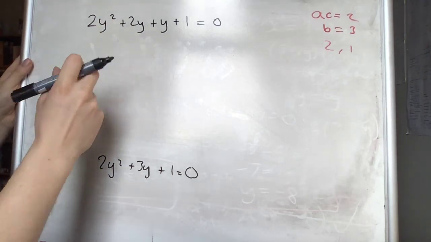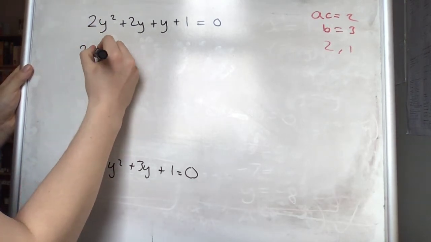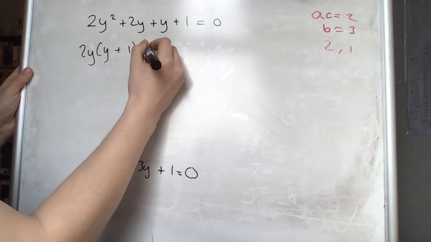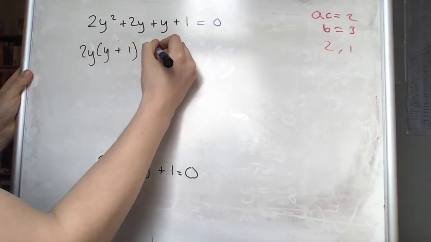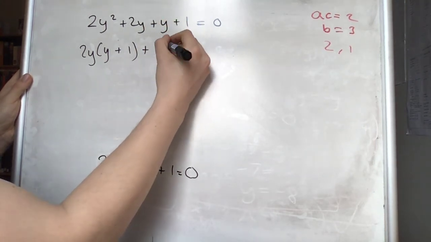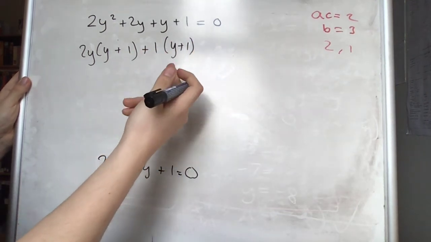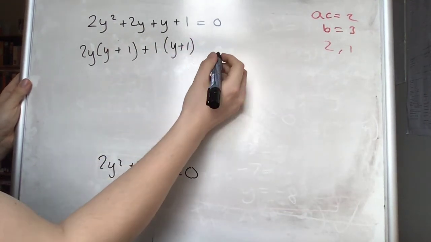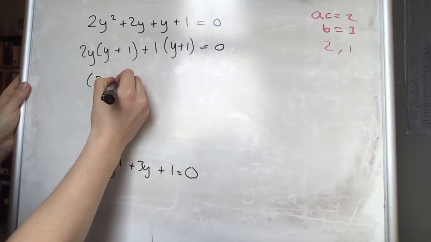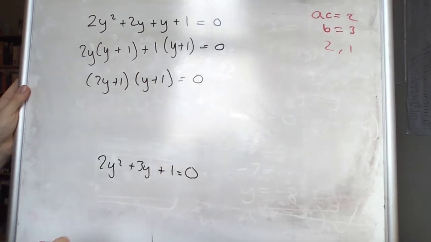So we've got 2y squared plus 2y. 2y goes into both terms, and then we've got an extra y to make it 2y squared, and then plus 1. And then we've got y plus 1, so we're just going to put a 1 here, because nothing can go into y plus 1. And then y plus 1, to make sure that we multiply them out to get our y plus 1 expression. And this is the same as saying (2y plus 1)(y plus 1) equals 0.